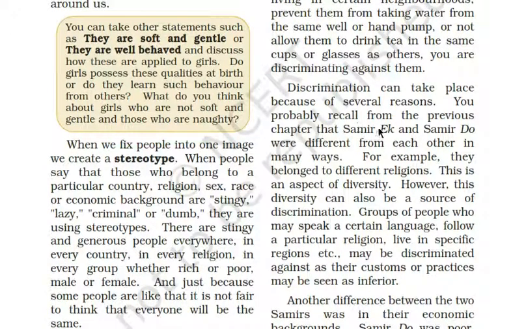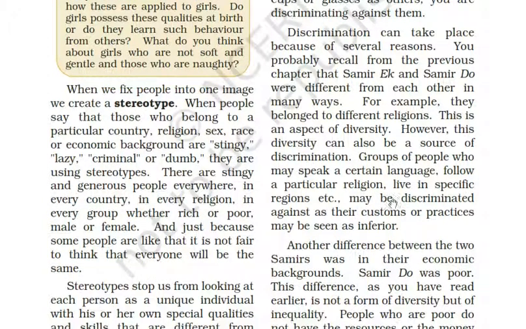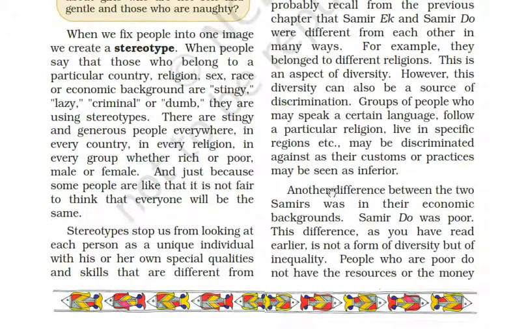You probably recall from the previous chapter that Samir Ek and Samir Do were different from each other in many ways. For example, they belong to different religions. This is an aspect of diversity. However, this diversity can also be a source of discrimination. Groups of people who may speak a certain language, follow a particular religion, live in a specific region, etc., may be discriminated against as their customs or practices may be seen as inferior.